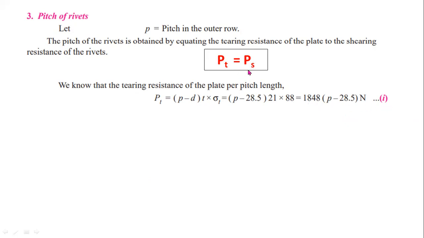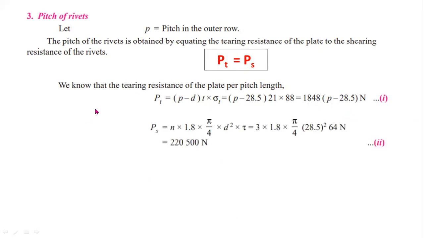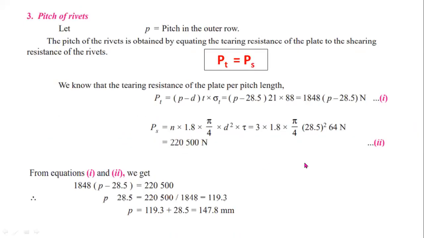Ps is the shearing strength. Our given question is a double riveted, double strap butt joint. For double strap butt joints, you have to consider double shear, so this is the formula for double shear: Ps equal to n into 1.8 into pi by 4 d square into tau. Here n is for triple riveted. From this equation, you can get the value of pitch p equal to 147.8 mm.